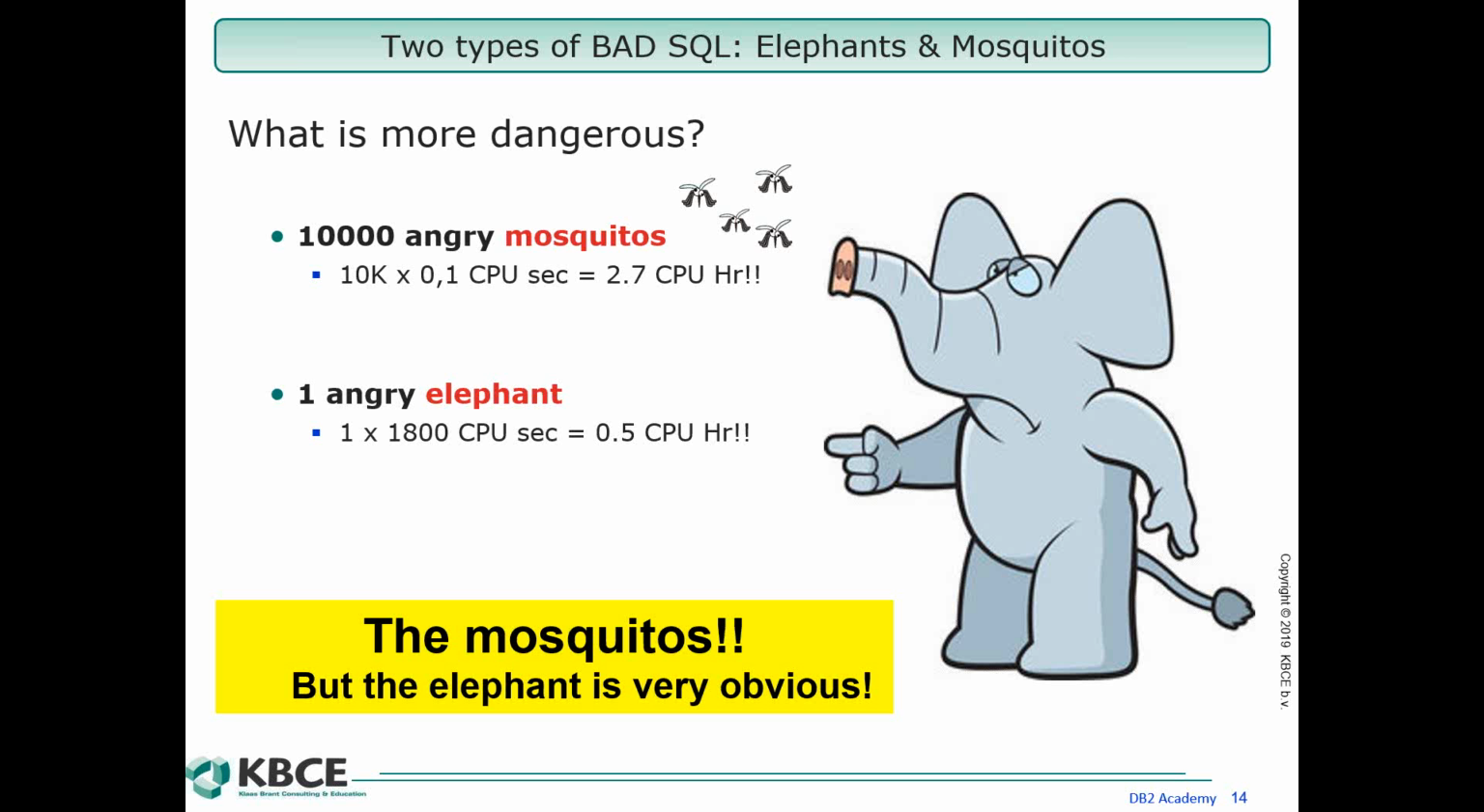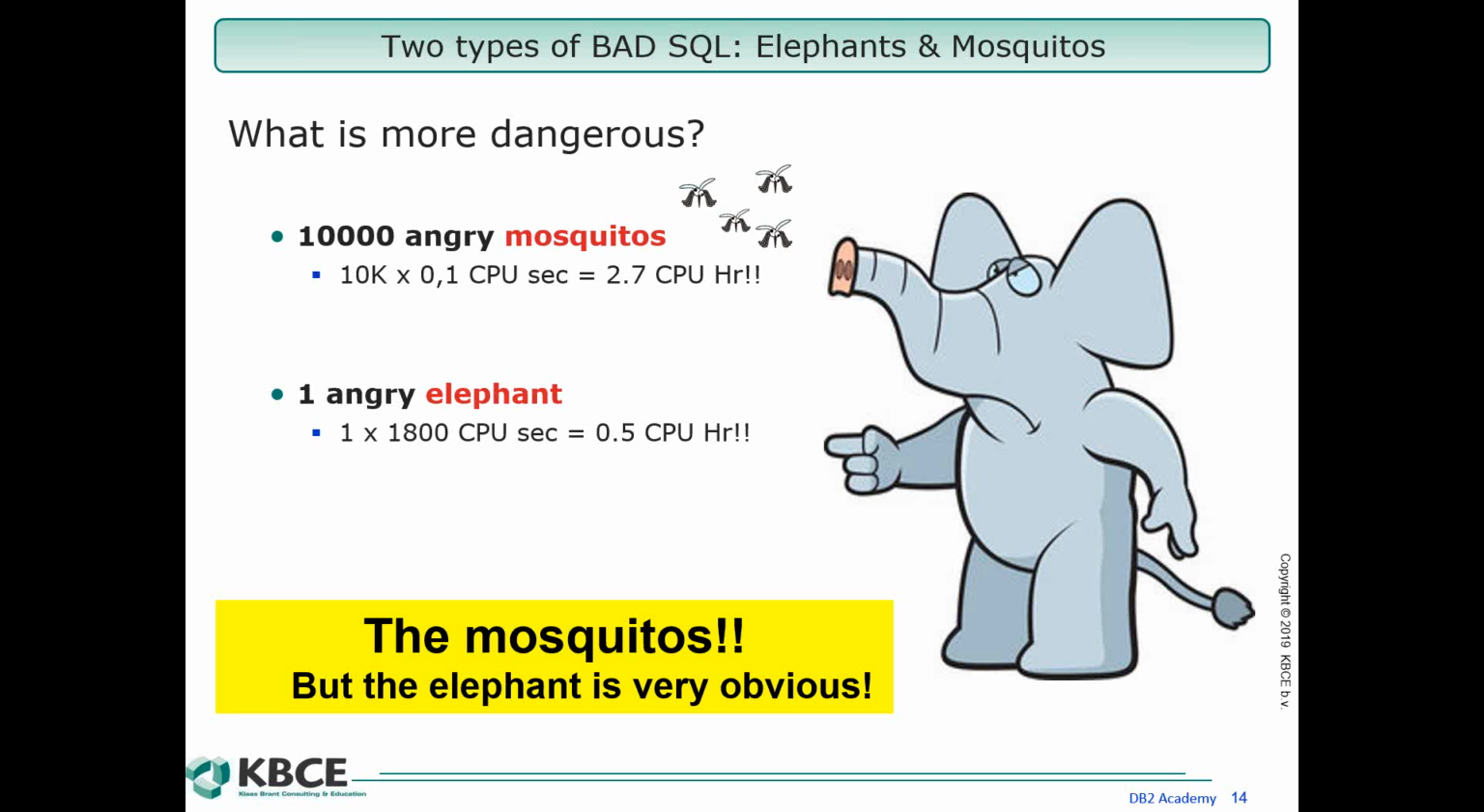10,000 angry mosquitoes, who in just one transaction each eat a tenth of a CPU second. Not too much, really, huh? One tenth of a CPU second, who cares? But 10,000 times one tenth of a CPU second is 2.7 CPU hours. And if an angry elephant is marching through your server for half an hour, it just consumed half an hour of CPU. So don't dismiss these transactions, which are just consuming a tenth of a CPU second, too quickly.